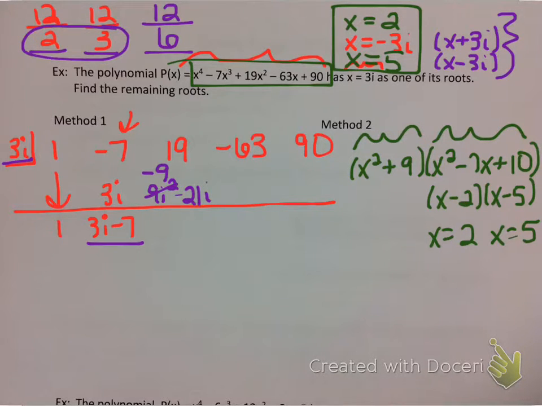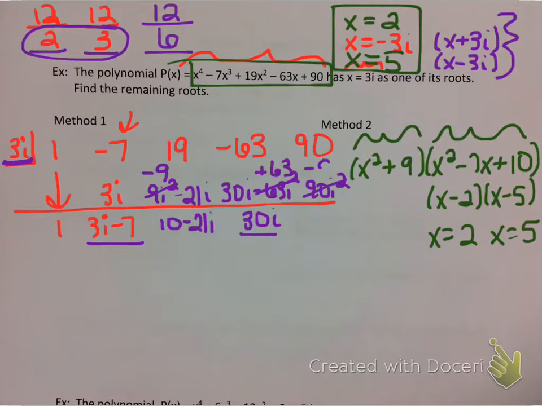So now I add down. 19 and the minus 9 will combine and give me 10. And then I have that minus 21i. Okay, multiply again. So 3i times 10 is 30i. And then 3i times negative 21i is negative 63i squared, which is going to become a plus 63. So now when I add down, the 63's will cancel and I'll just have 30i. And then last time, 3i times 30i is 90i squared, which will become negative 90. And so when I add down, there's my remainder of 0.